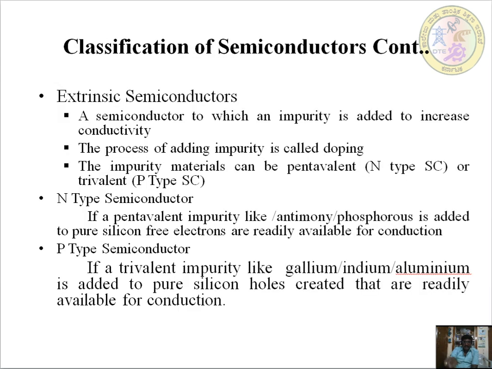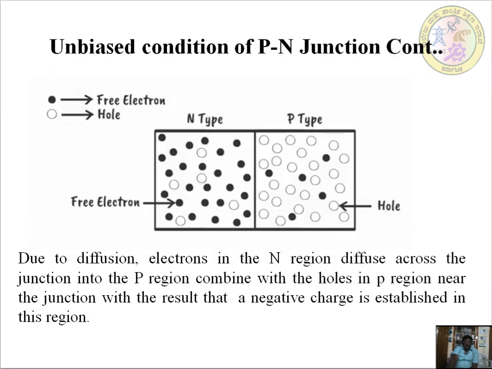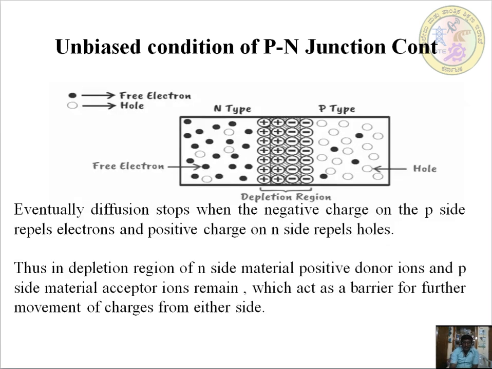Depending on whether it is n type, we add a pentavalent impurity. If it is p type, then we add a trivalent impurity. So this is the simple form of n type and p type. In n type, free electrons are the majority carriers, and in p type, holes are the majority carriers. Diffusion is the process in which impurity is added. Okay, so this is the depletion region. In n type, the holes are being accumulated, and in p type, the negative charge has been applied. So this is a normal PN junction.